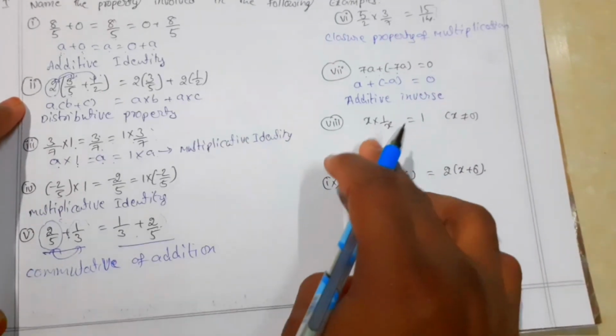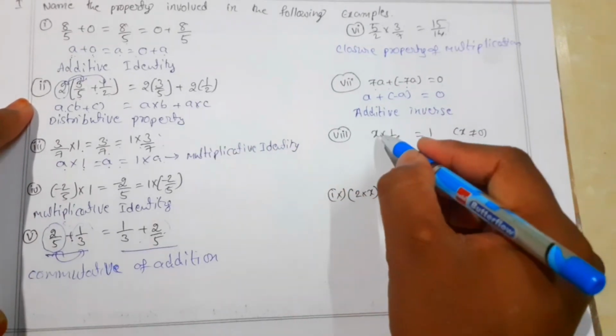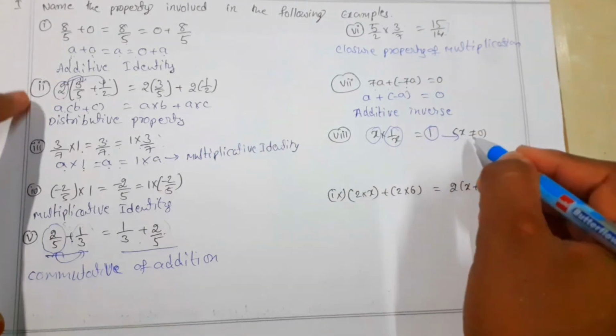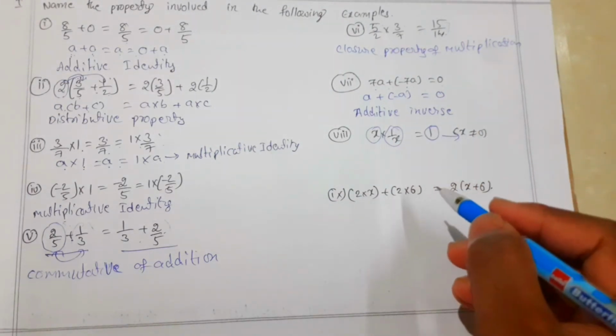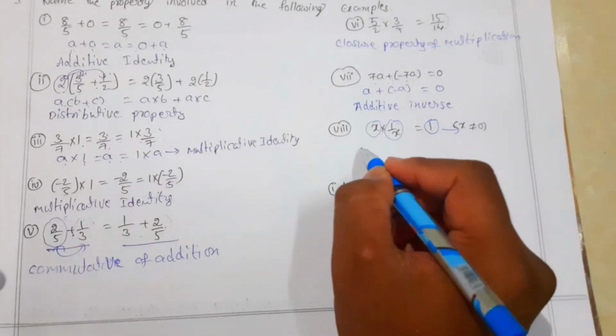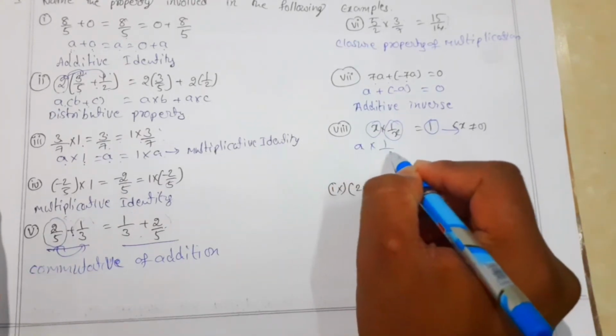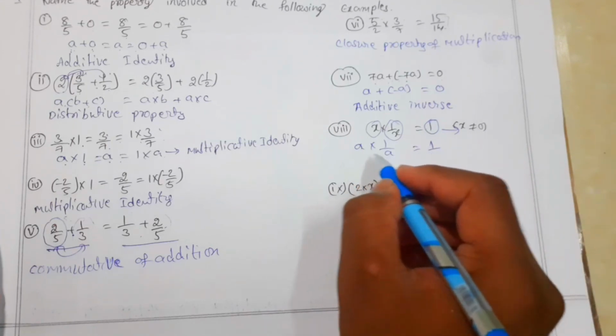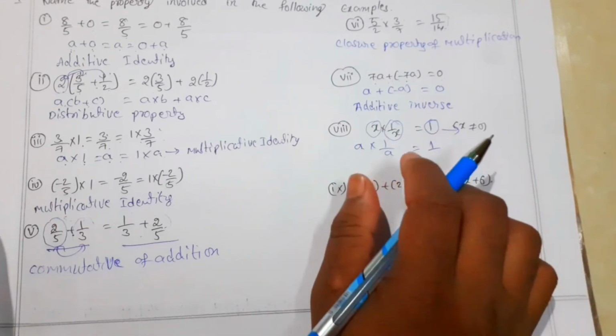And if you see the eighth one, we have x into 1 by x, which is equal to 1. That means for any rational number a, there exists another rational number 1 by a, whose product is 1. This indicates the multiplicative inverse.